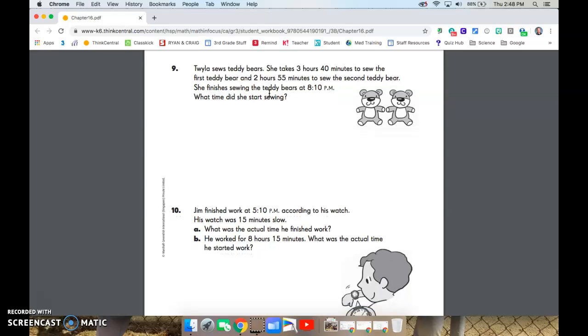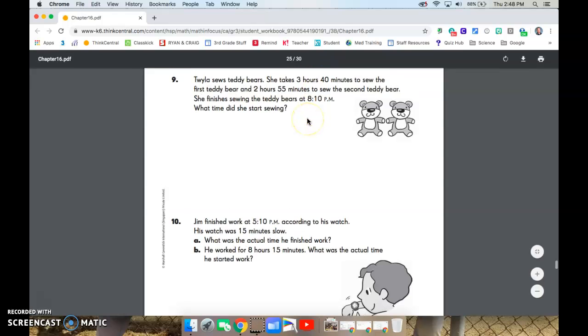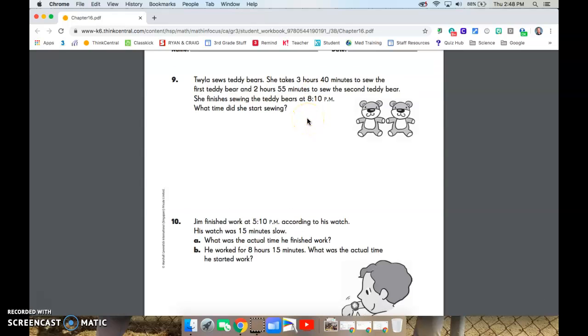Twyla sews teddy bears. She takes 3 hours and 40 minutes to sew the first teddy bear and 2 hours and 55 minutes to sew the second teddy bear. She finishes sewing the teddy bears at 8:10 p.m. What time did she start sewing?